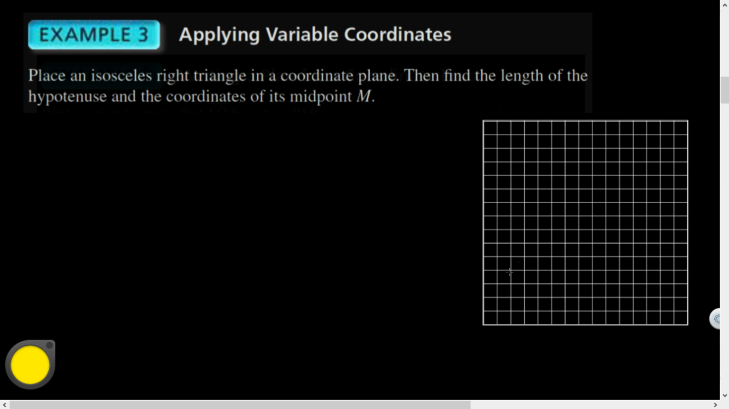What would be the best way? I could place an isosceles right triangle this way, but I don't think that's as helpful. Let's rotate that so that the right angle actually lines right up with the x and y axis. I think that would probably be the easiest way. You guys agree?